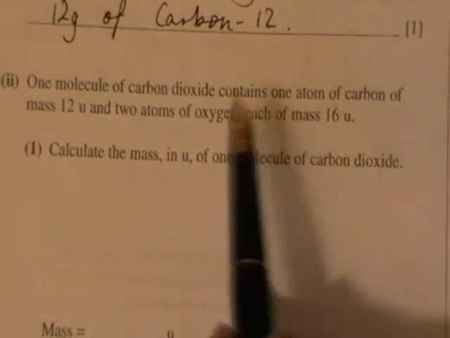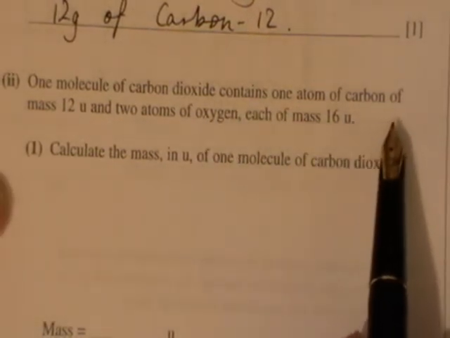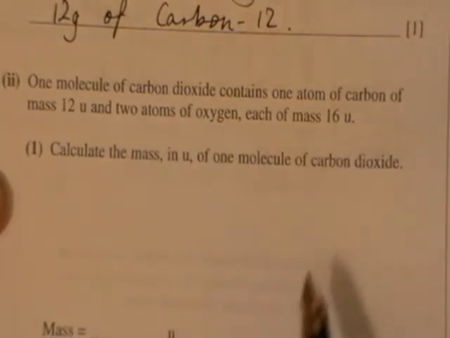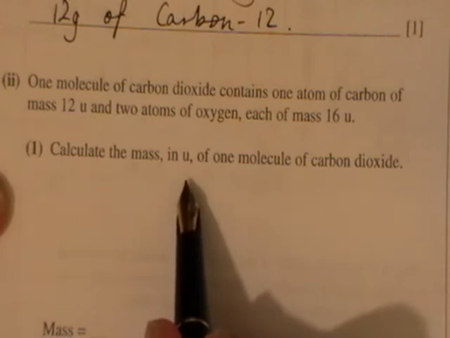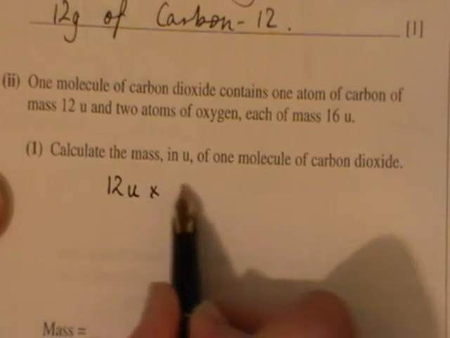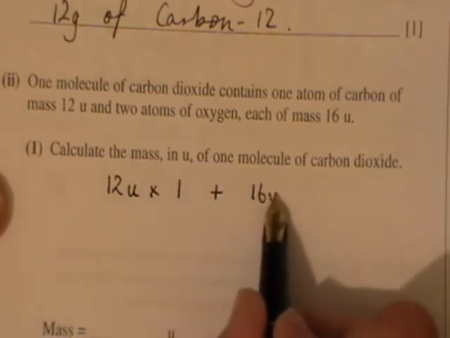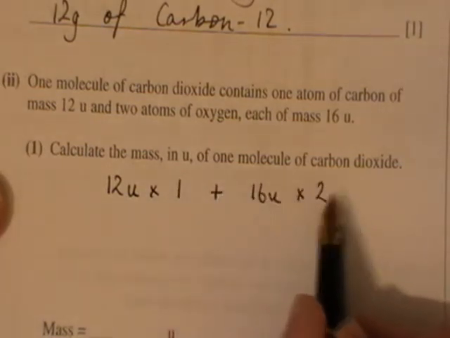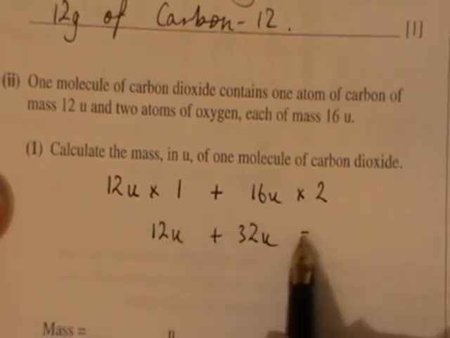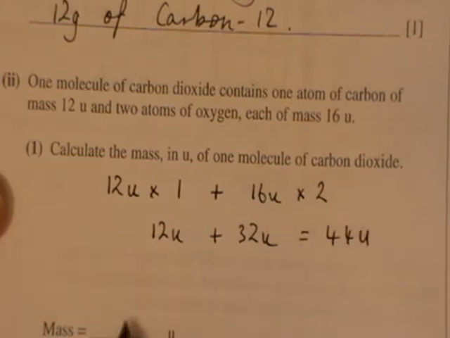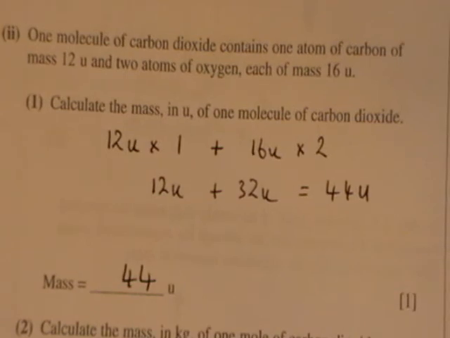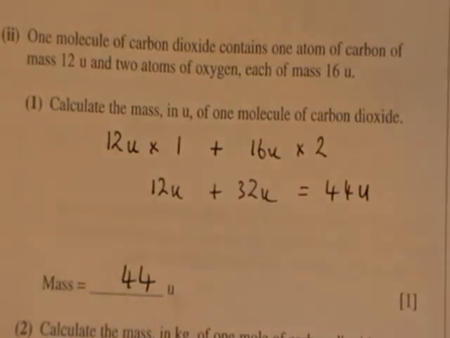One molecule of carbon dioxide contains 1 atom of carbon of mass 12 u and 2 of oxygen, each of mass 16 u. So calculate the mass in u of 1 molecule. So it's 12 u times 1 plus 16 u times 2. So that's 12 u plus 32 u, which is equal to 44 u. So that's 44 u for the mass of 1 molecule of carbon dioxide.